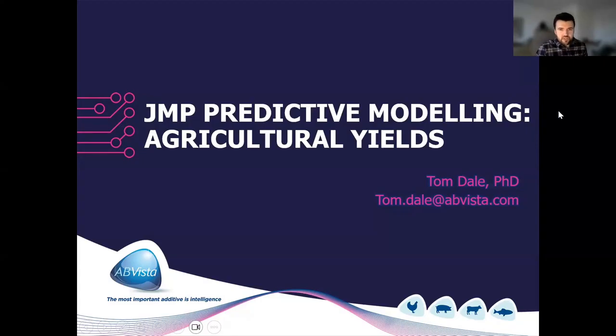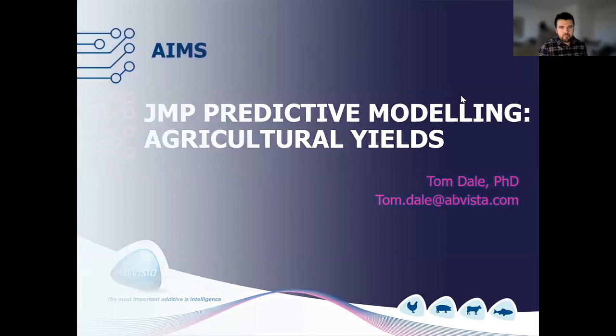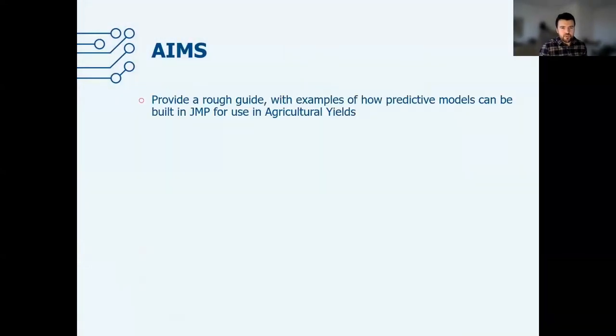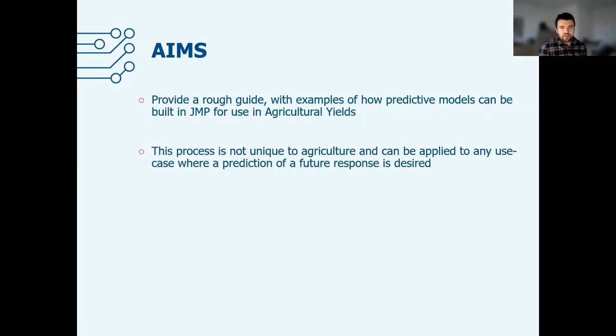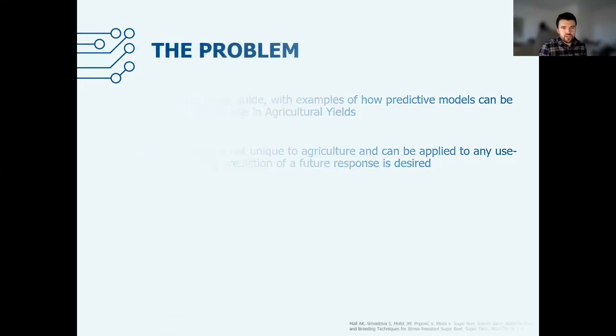Some of the little tricks that you can use in JMP are going to be helpful, particularly for agricultural yields. But as I said, anything you're trying to predict, really, this process stands. So I'm just going to provide you with a rough guide with some examples of how you can build predictive models in JMP, specifically for agricultural yields. And as I just mentioned, you can use this for any predictive process you're trying to achieve.